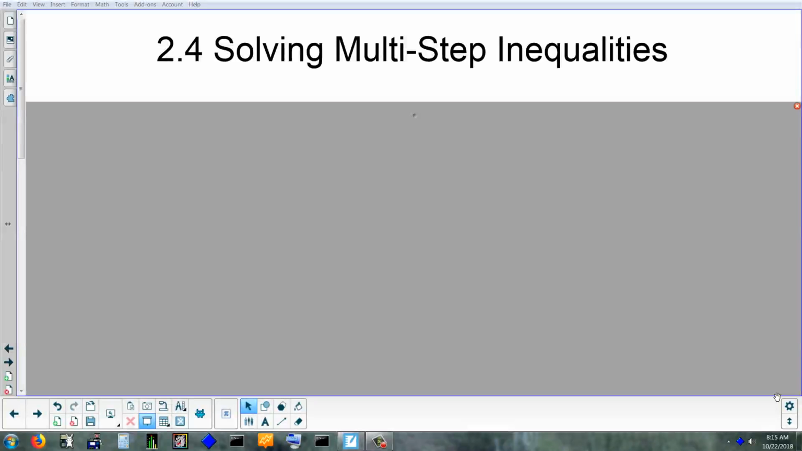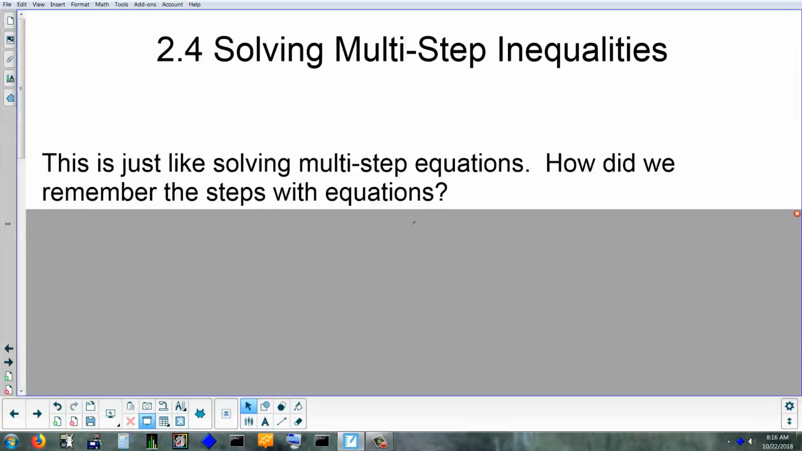Okay, so first section we're going to look at this week is 2.4. So we're kind of picking up where we left off, solving inequalities. We're just going to go over the steps to solve multi-step inequalities, which is the same steps as multi-step equations. So we had an acronym to remember how to solve equations.